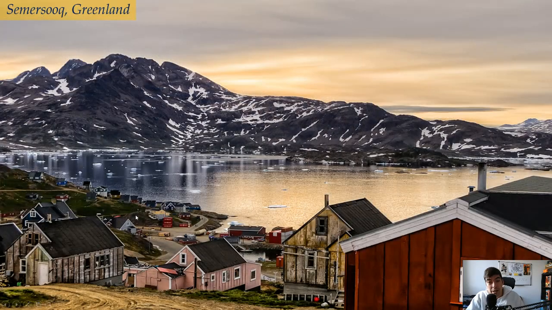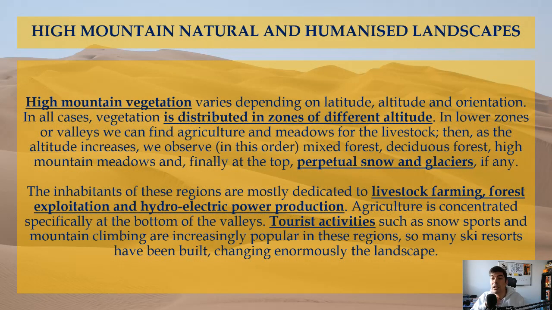And in the areas that are inhabited, we can find these small settlements in which the main economy is fishing, and with these characteristic houses painted in many vivid colors. In the high mountain, we can find that the vegetation varies depending on the latitude and the altitude and the orientation of the mountain. In all cases, the vegetation is distributed in zones of different altitude. Okay, there is not the same vegetation at the bottom of the mountain as at the top of the mountain.